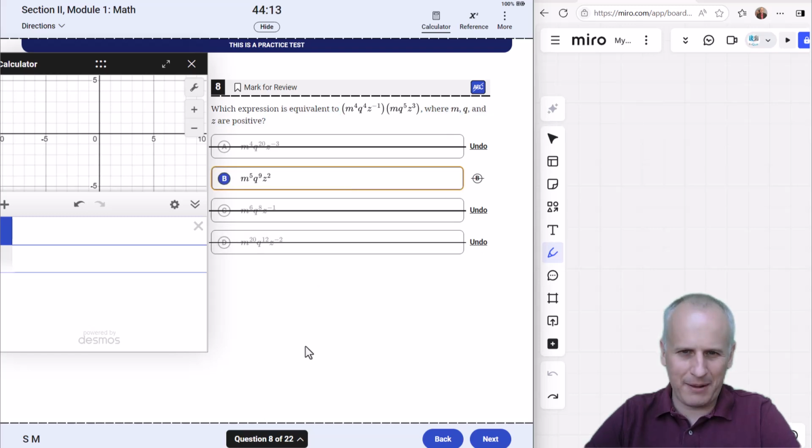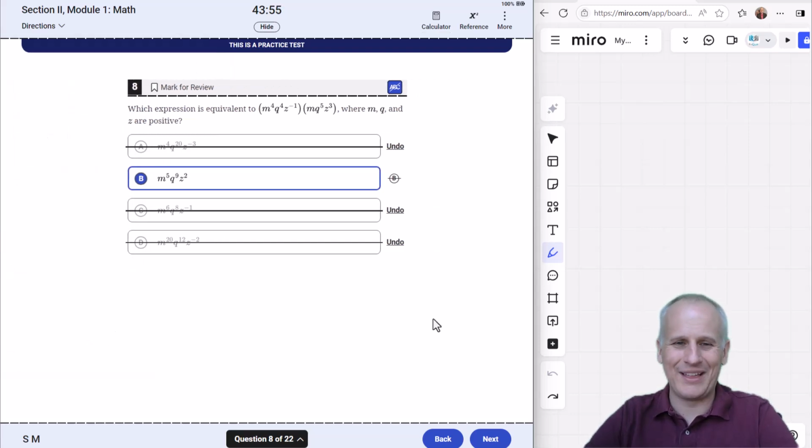I don't even really care about the other ones, but if we track q to the 4th times q to the 5th, we're going to add those exponents, q to the 9th. z to the negative 1st times z to the 3rd is going to become z to the 2nd because we add those exponents. Of course, when you add a negative, you're subtracting. You can see how b is the correct answer. And again, we could have gotten there without really doing anything with the q's and the z's.